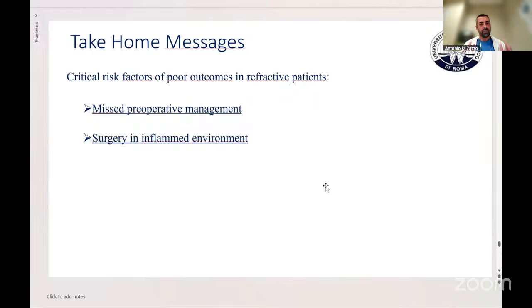So definitively, doing surgery in a context of inflammation will lead to very bad outcomes, not only refractive, but also for quality of life of our patient. Mostly if we miss the preoperative management. Obviously 20% of dry eye that we see are well known, but over 80% of patients that have disease are not well known.